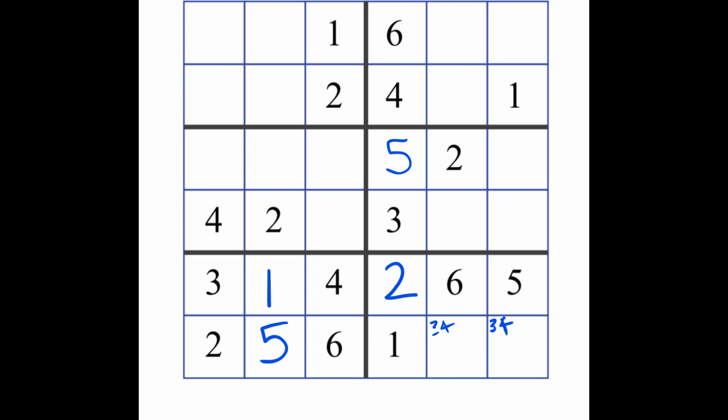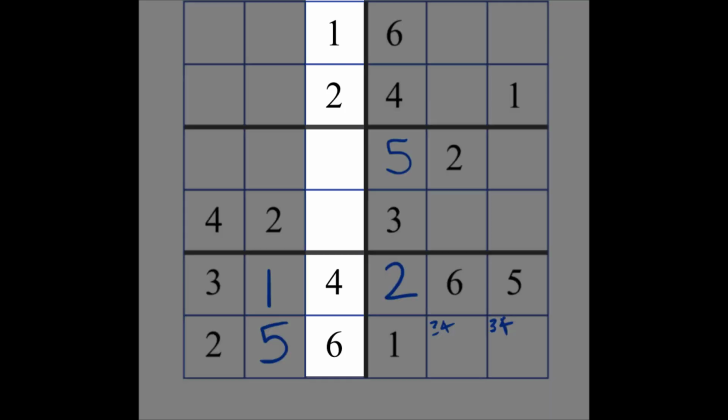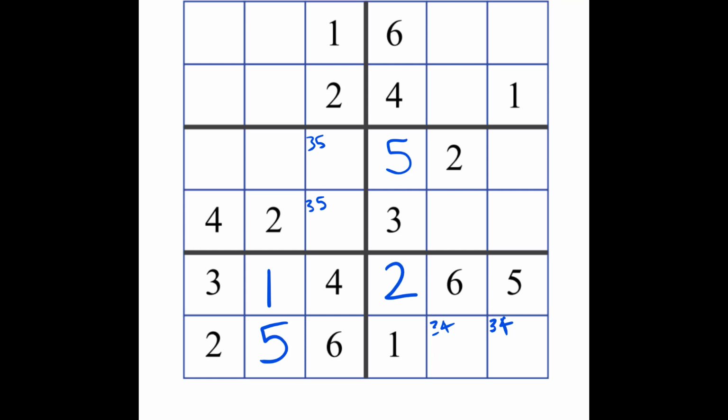Let's go along this column here. I've got 1, 2, 3 is missing. I've got 4 and 5 is missing. So it can only be 3 or 5 here, 3 or 5 here. And if we look along the rows, this can't be a 3 because there's a 3 next to it, which means that must be a 5. And this can't be a 5 because there's a 5 next to it, which means this must be a 3. So we're starting to fill up our gaps now.